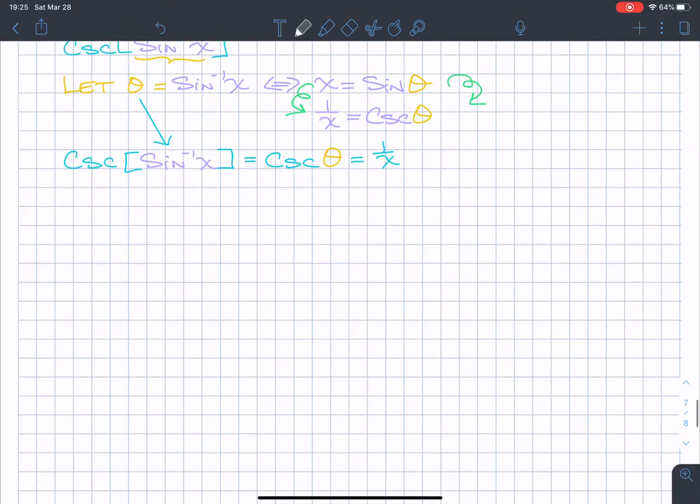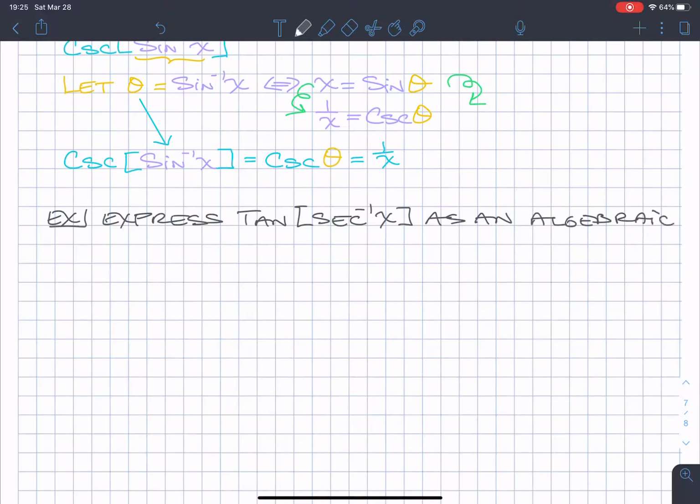Okay, let's do another one. So for example, express tangent of secant inverse of x as an algebraic expression in x. Algebraic meaning without any trig parts, an algebraic expression in x.